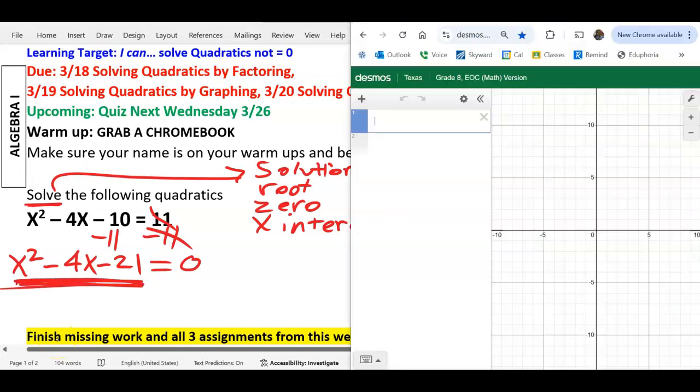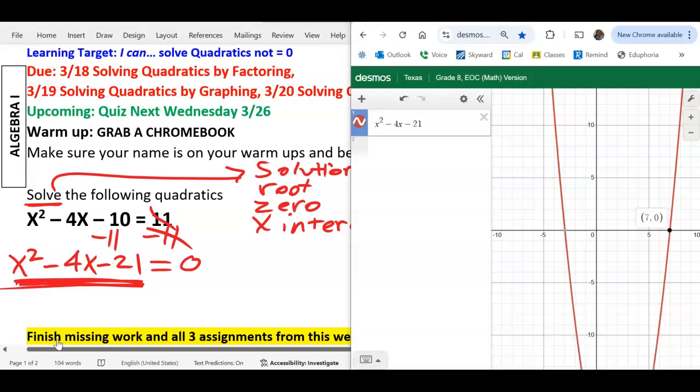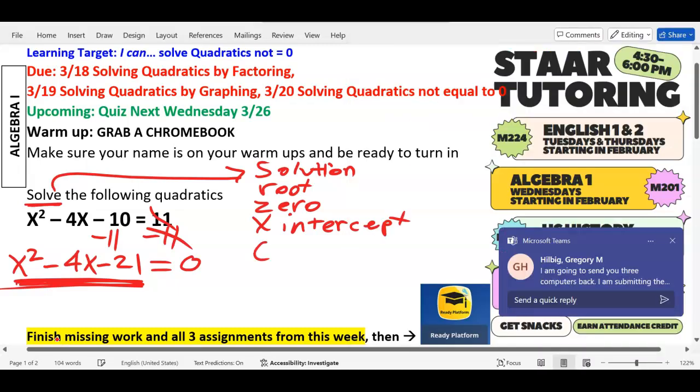So let's type it in. X squared minus 4x minus 21. Okay, I can see the graph, and all I really care about is where that red graph touches the x-intercept. And it looks like it touches it right here, and click it right here. Those are my 2 roots, my 2 zeros, my 2 solutions, my 2 x-intercepts. Okay, so I just got to write it. Negative 3, 0, and 7, 0.